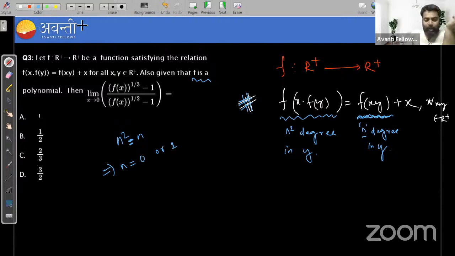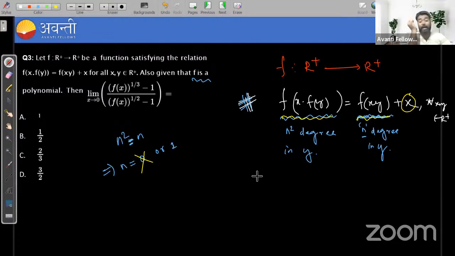We cannot take 0. Why can we not take 0? Because if we take 0 as the degree, then this is 0 and this is also 0. If this is a function of degree 0 and that is also a function of degree 0, then you are also left with x. So 0 we cannot take. So let's take n is equal to 1.